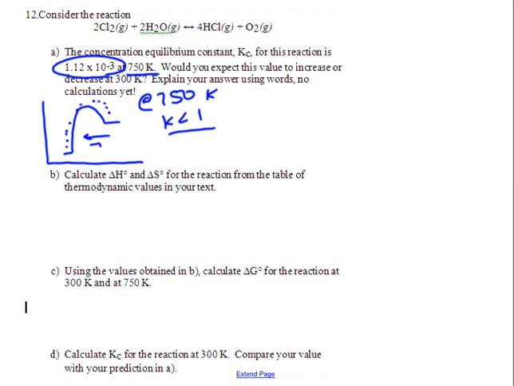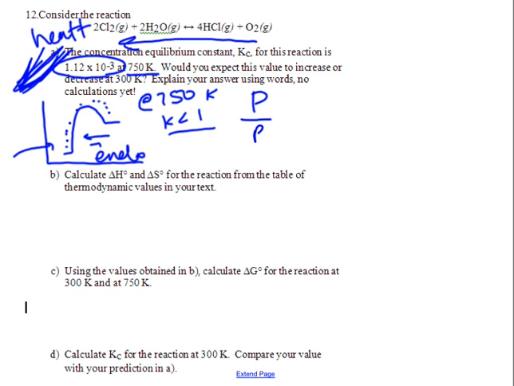So what kind of heat is this? Heat's going in. We're ending up at a higher heat value, so this is endothermic. Since we know this is endothermic, we'd put the heat here. So the question is, would you expect the value of K to increase or decrease at 300? 300 means we're taking heat away. If we're taking away heat, which way are we shifting? We're shifting to the left. If we shift to the left, what happens to K?